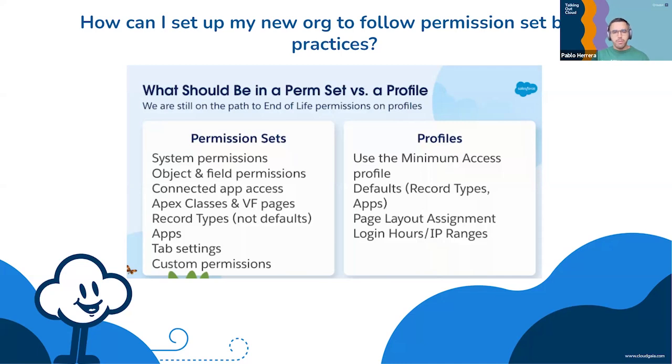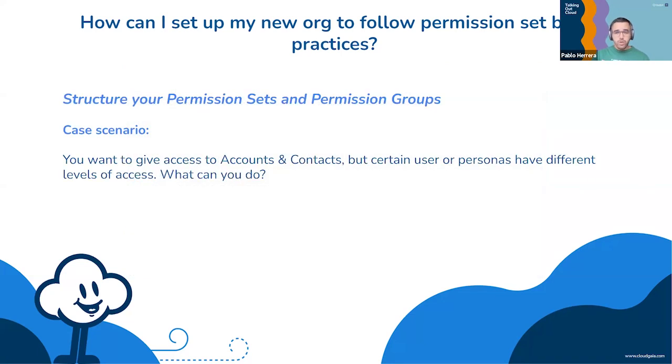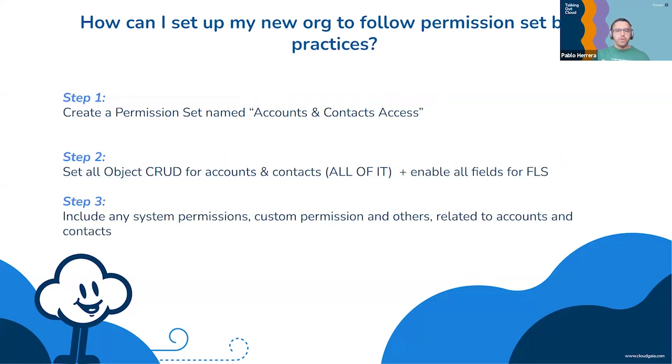So I'll give you an actionable example. Let's say you want to give access to accounts and contacts, but certain personas or users have different levels of access. What should be the way to go? So the first step you should take is create a permission set that's named accounts and contacts access. The second step is to configure full create, read, update, and delete permission for accounts and contacts, and enable the field level security for all fields. Yes, you heard that right. Everything should be fully enabled for both CRUD and FLS.